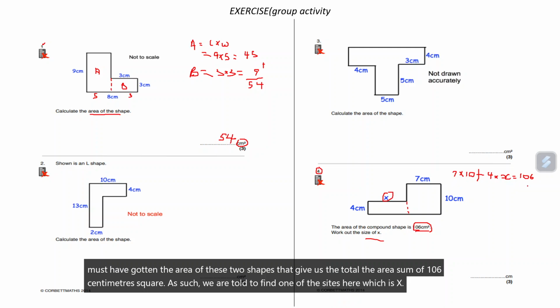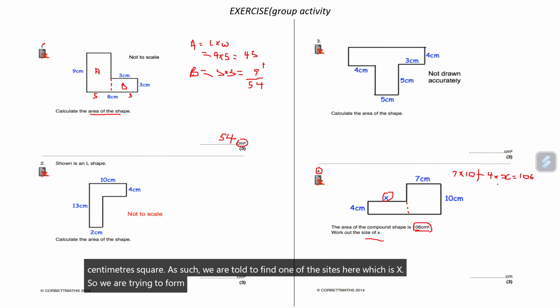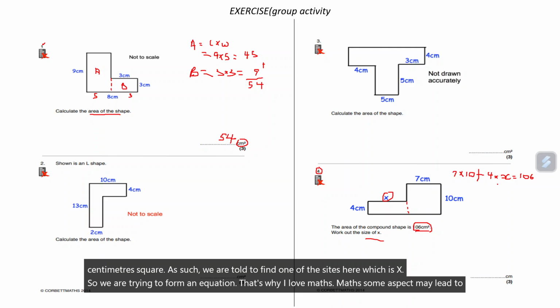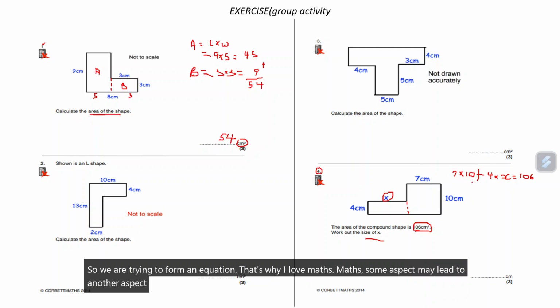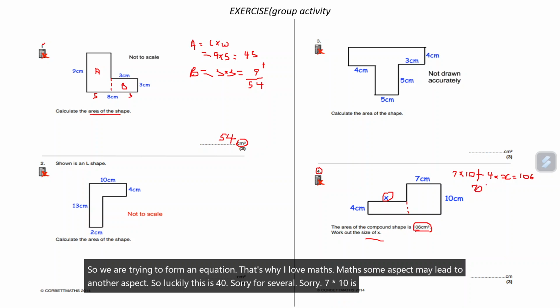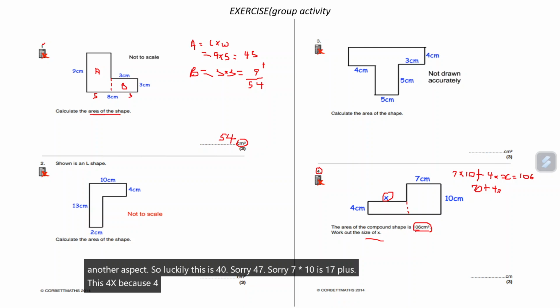So we are trying to form an equation. That's why I love maths. Some aspect may lead to another aspect. So luckily this is 40, sorry, 7 times 10 is 70 plus this 4x, because 4 times x is 4x, is equal to 106.